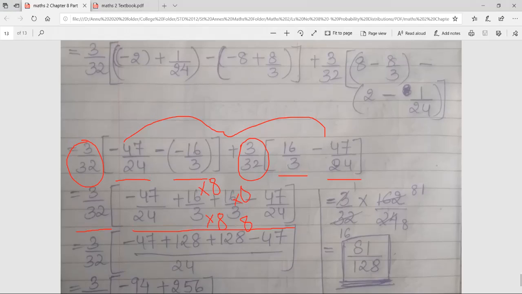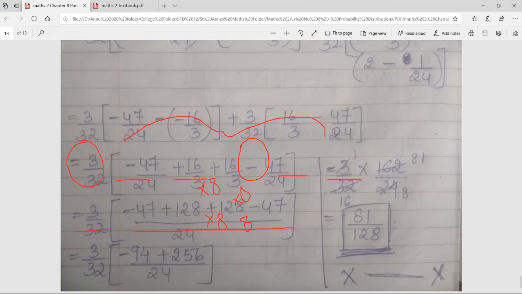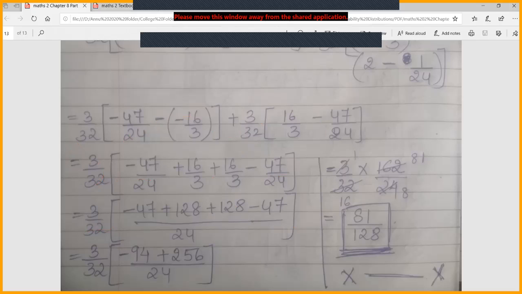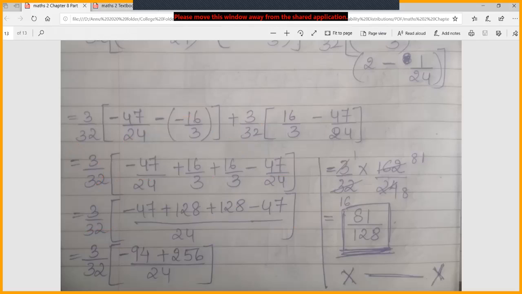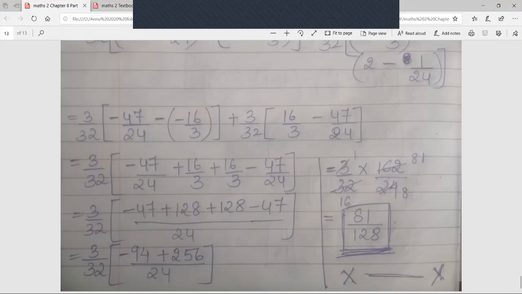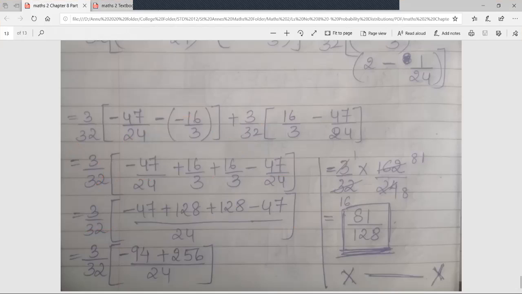So minus 47 and minus 47 gives you minus 94. Similarly, 128 plus 128 gives you 256. So 256 minus 94 gives you 162 upon 24. So you can see on the right hand side, 3 upon 32 into 162 upon 24. On cutting by 3, 3 ones are 3, 3 8s are 24. Then on cutting by 2, 2 16s are 32, 2 81s are 162. So the final answer is 81 upon 120.